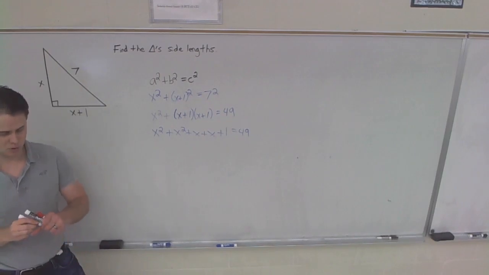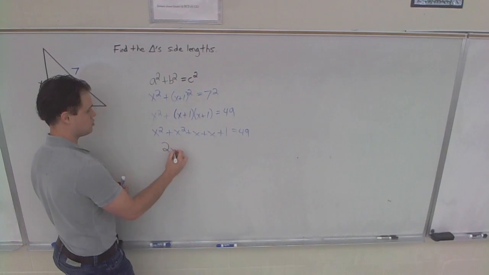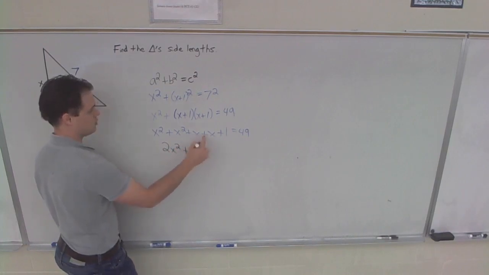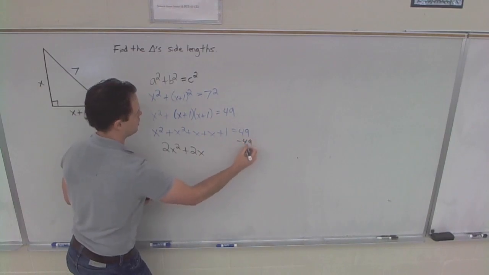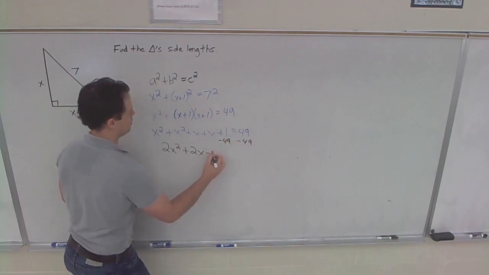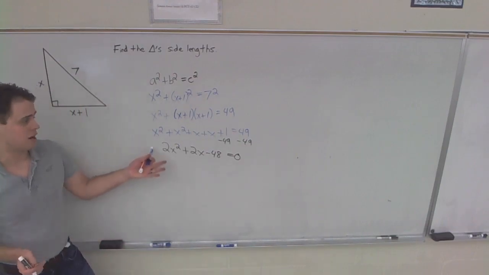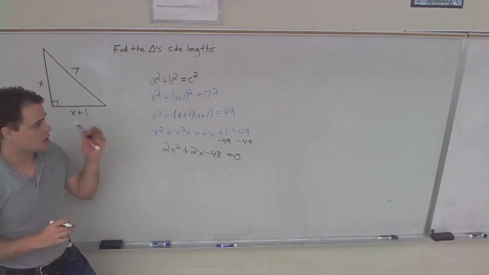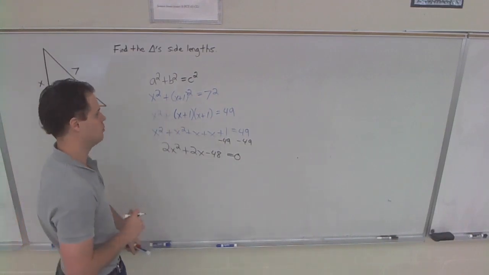Okay, so what do we have now? There's some like terms. We have an x squared, another x squared. That's 2 of the x squareds. We have 2 x's. And we have 1. I'm going to subtract the 49 to the other side so that it's set to 0 so I can use the quadratic formula. Now this guy totally might factor. I'm just going to use the quadratic formula. That's what this practice is all about.